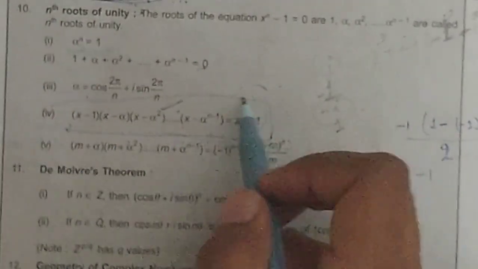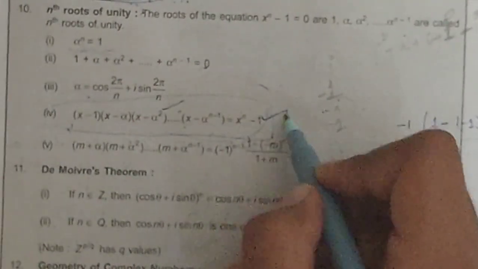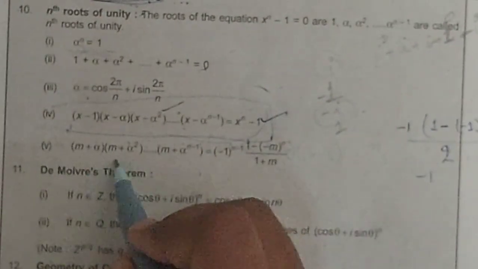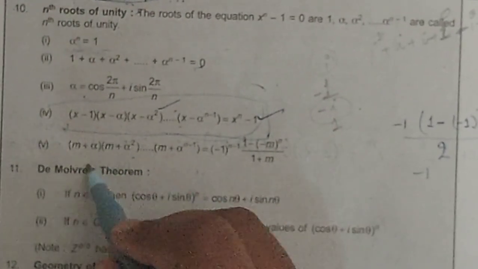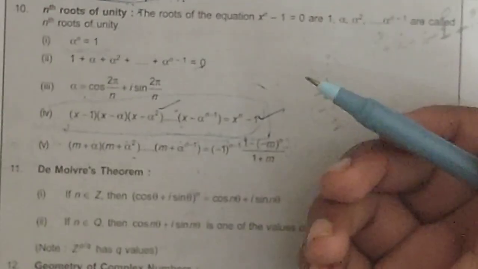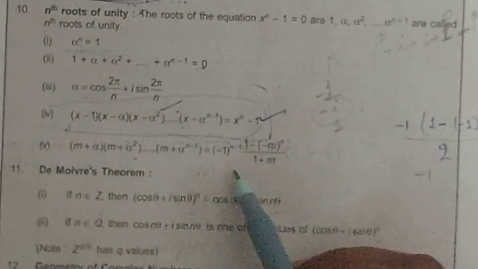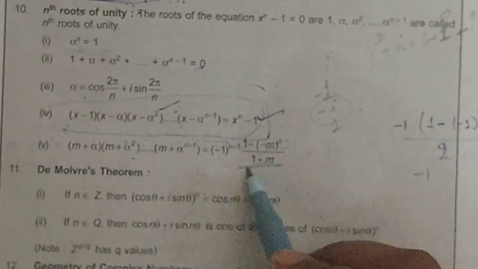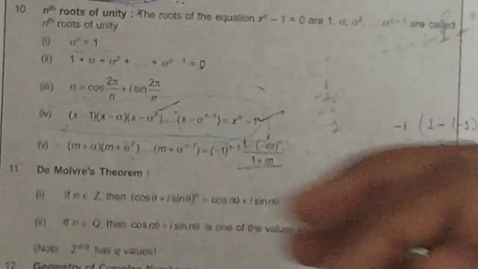I have seen PYQs in JEE of this type, so if you're preparing for JEE, please go through it. M plus alpha square, if you're multiplying these types, m is nothing but a constant, it can be any constant, so you can see it's again this type only. So it equals this. If instead of x we have m here, that's the only difference.